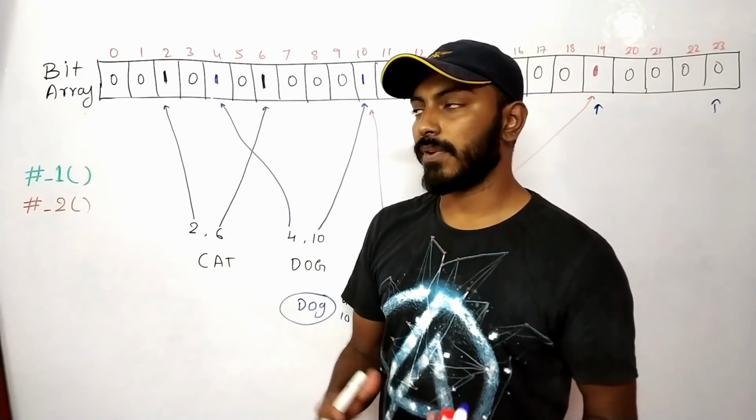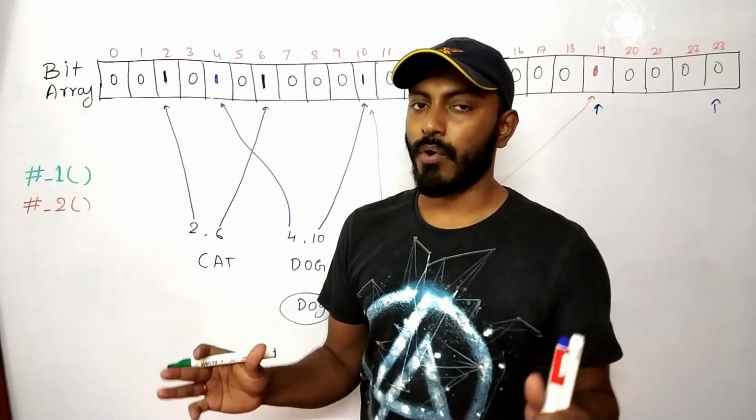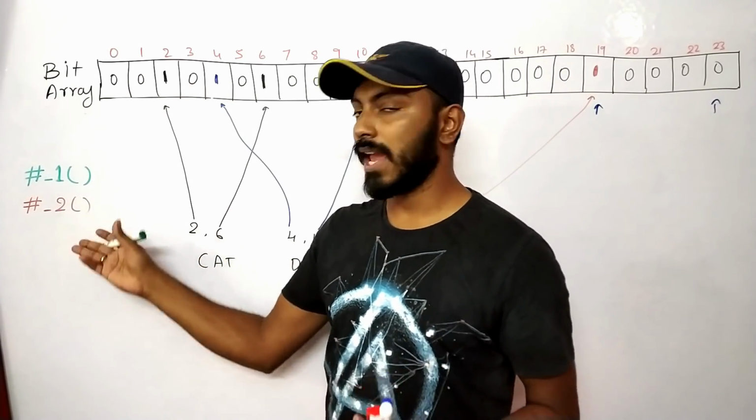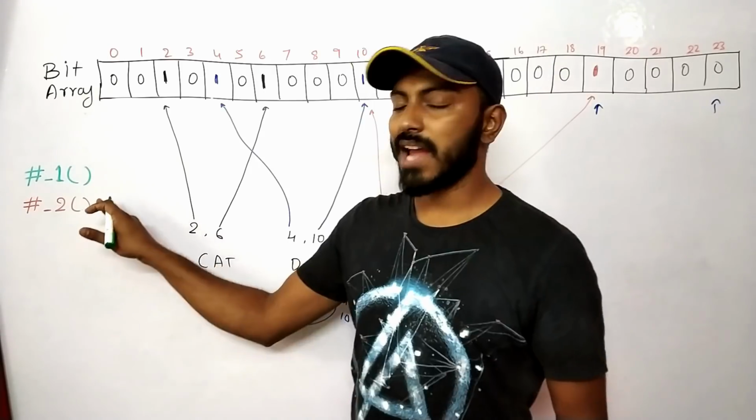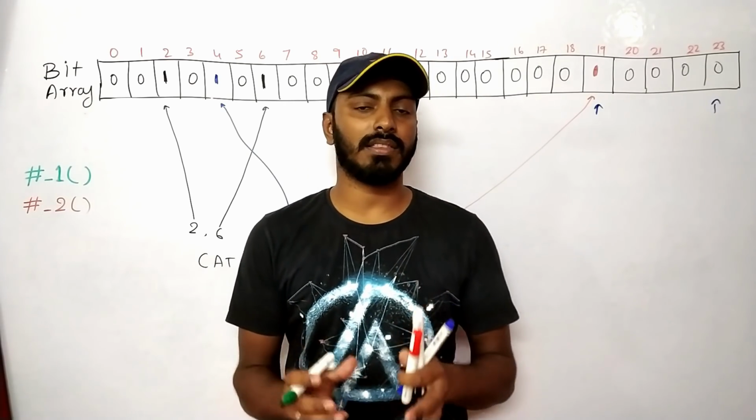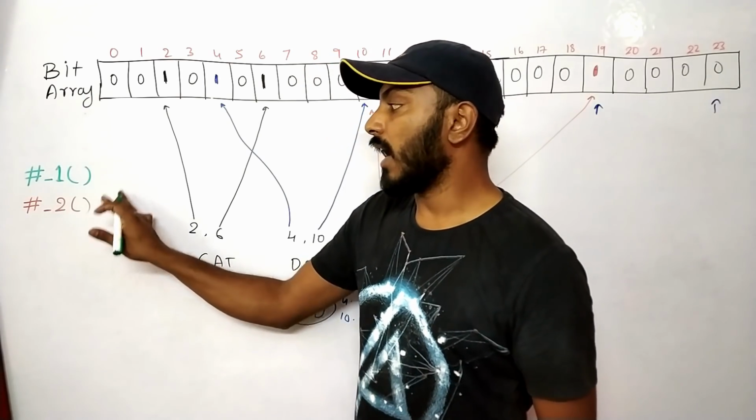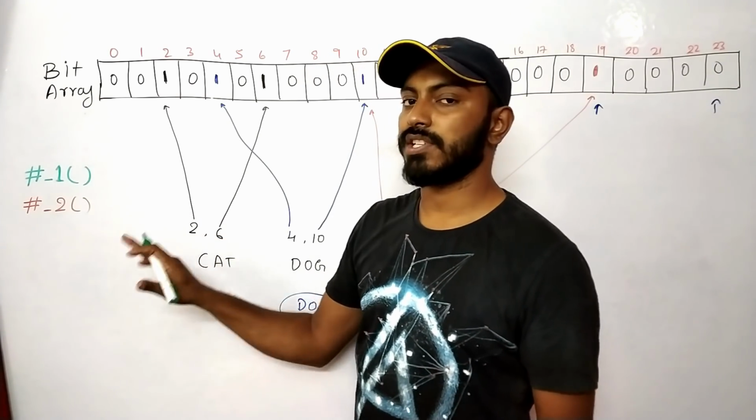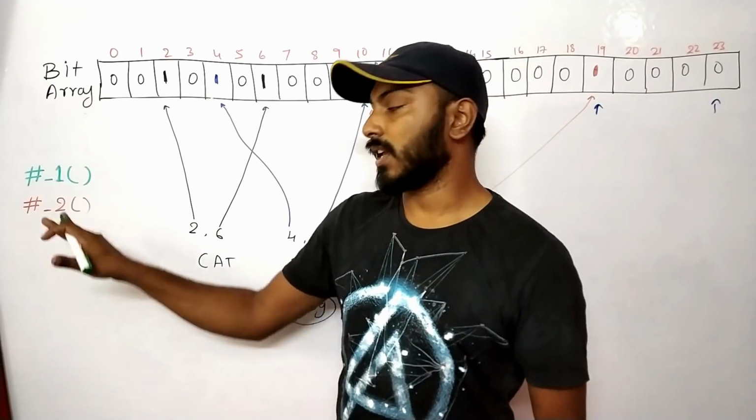Most likely we will not be taking 2 hash functions. It will be even more. The more hash functions we take, the more probabilistic answer we get. The fewer hash functions we take, the more collisions happen when we are checking whether that particular element is present in the Bloom filter. So I took only 2 hash functions just to make this explanation simpler, but ideally we'll be taking more.